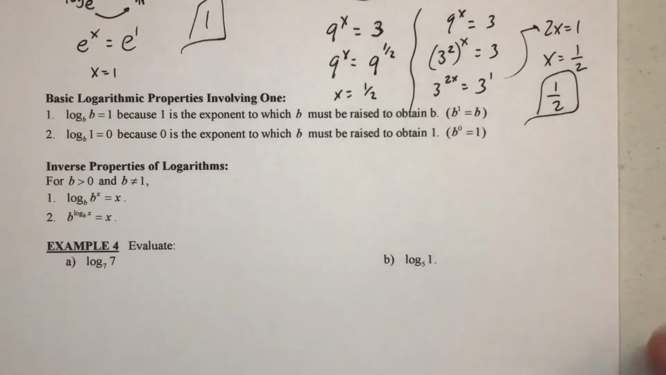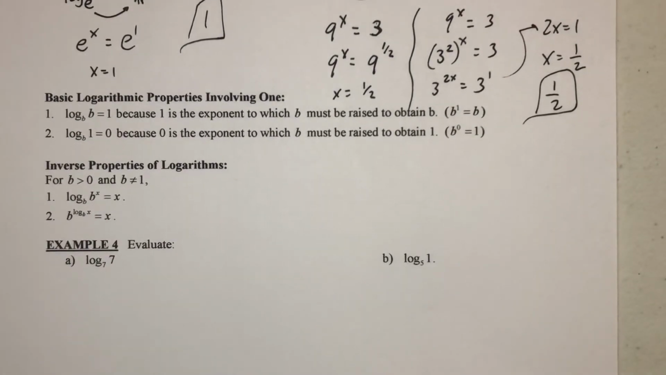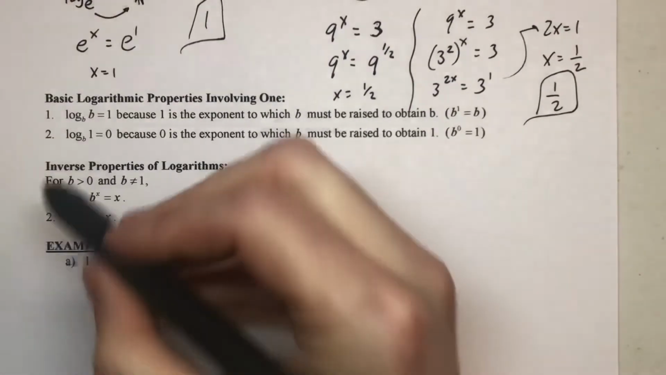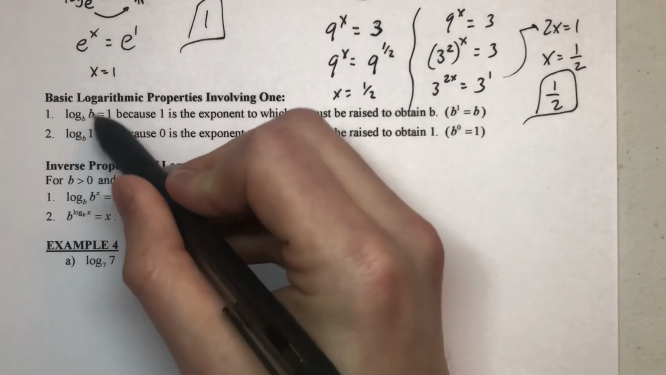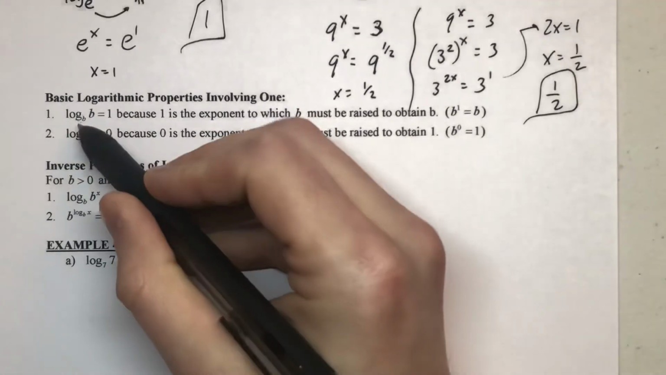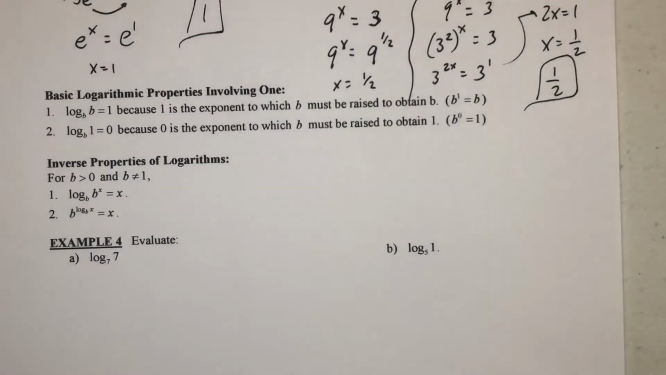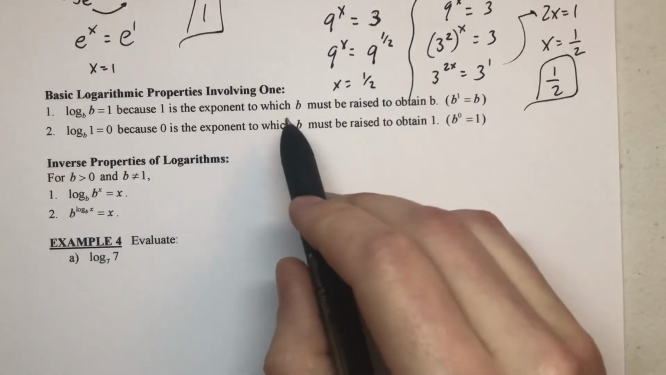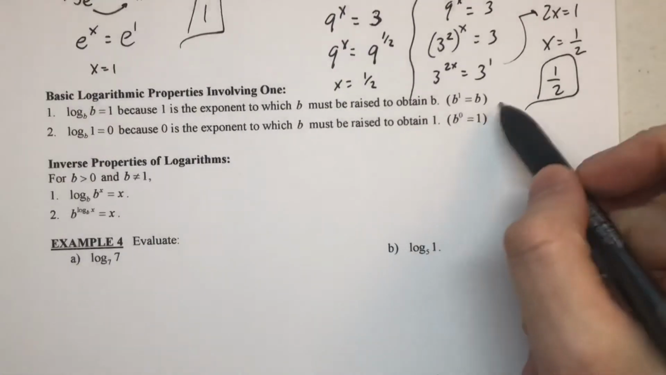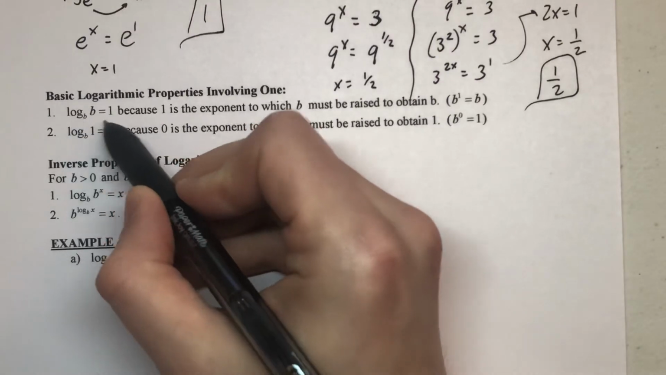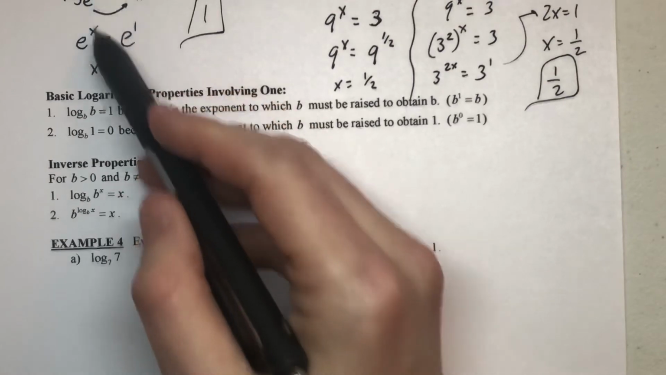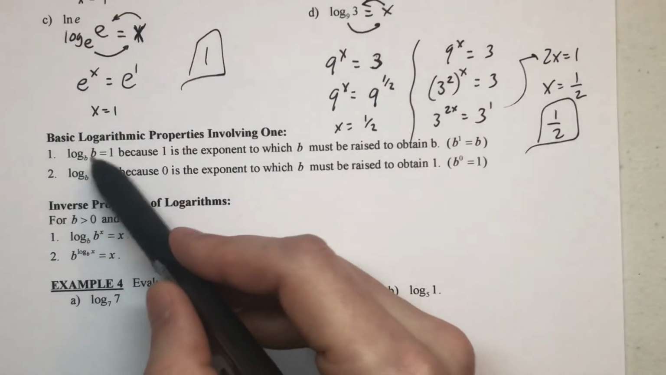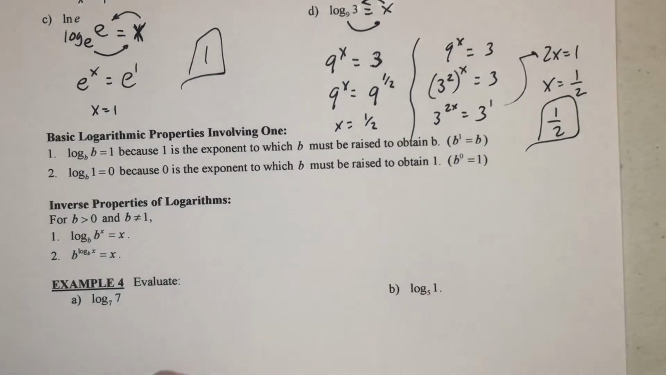All right, the next 4 things are 4 properties that we want to be aware of. The first 2 here just kind of follow directly along with the understanding of what the logarithm is saying. Logarithm base b of b. When your base and what we call the argument of the log, or input, match, log base b of b will always be 1. It says because 1 is the exponent to which b must be raised to obtain b. In other words, if you use the cycle, b to the first equals b. Just like we saw up here, e to the first equaled e, right? That was that example right there. That works for any base. When the base and the argument are the same, you get a 1.